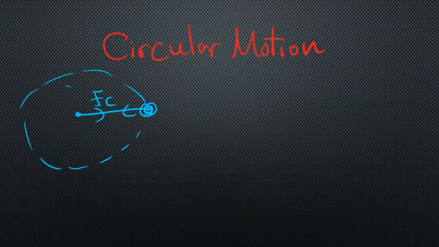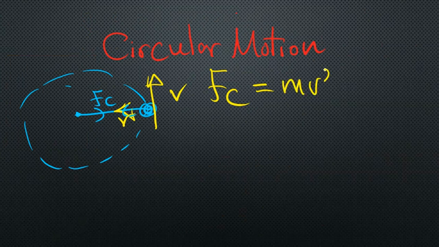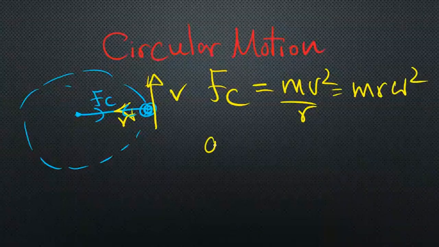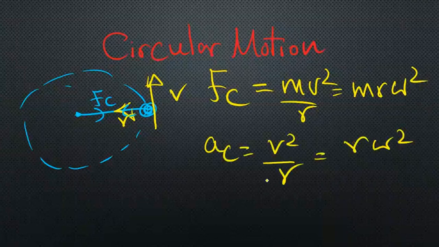Moving into circular motion. To move in a circular motion, we need a force towards the center of the circle, right? So this force is called centripetal force. That equals, if the velocity is v, radius is r, m v squared over r. Here we can write it as m r omega squared as well. And acceleration towards the center, v squared over r, and that is r omega squared.